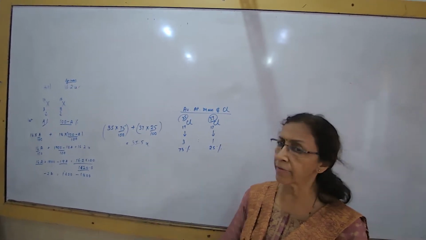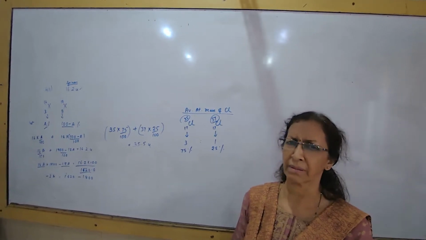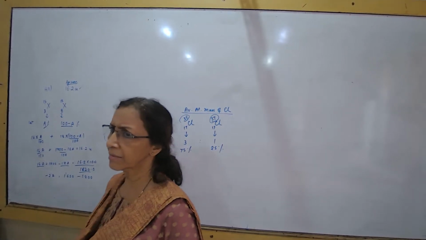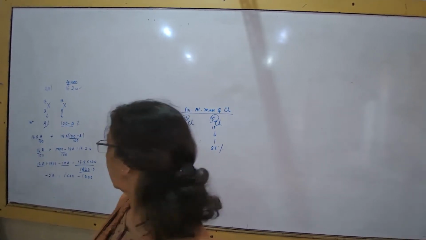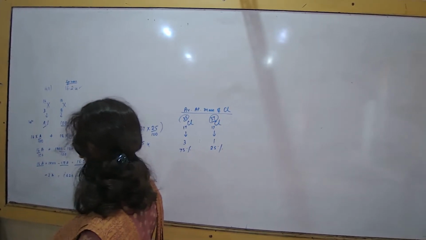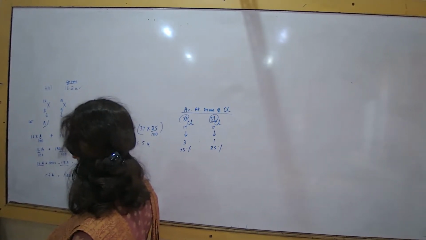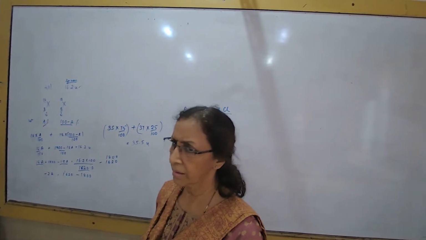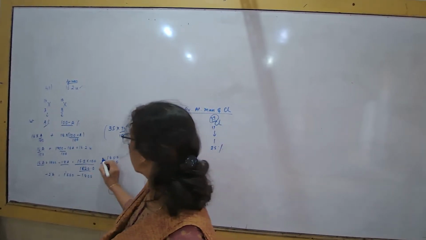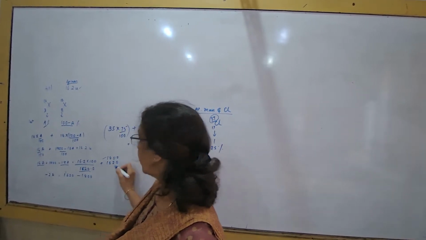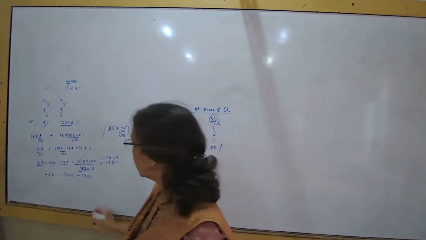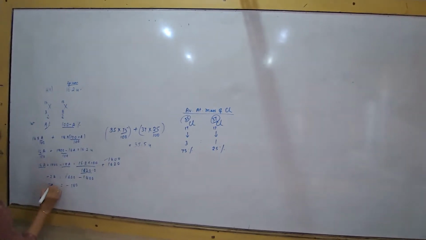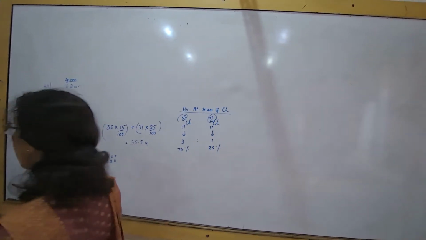Your answer will be negative. Bigger number minus the smaller number and put a minus sign there. 1620 minus 1800. This is negative, this is positive. Bigger number minus the smaller number. So how much is it now? It is equal to minus 180. Correct? So you have got minus 2A is equal to minus 180.